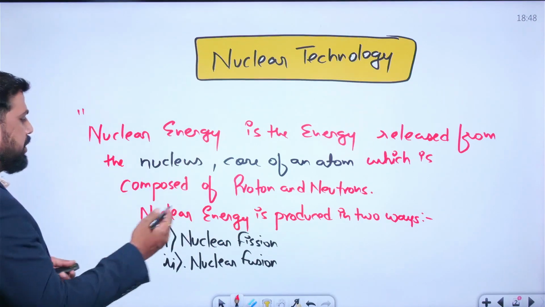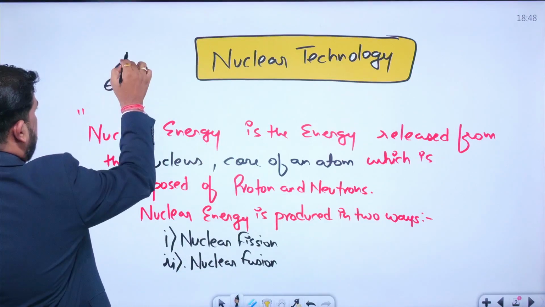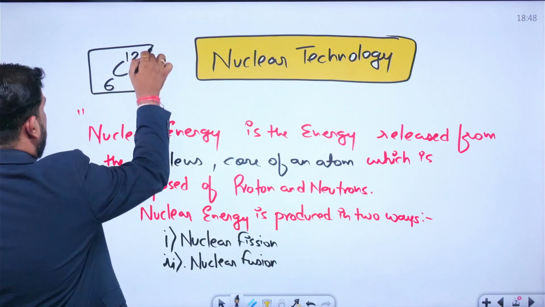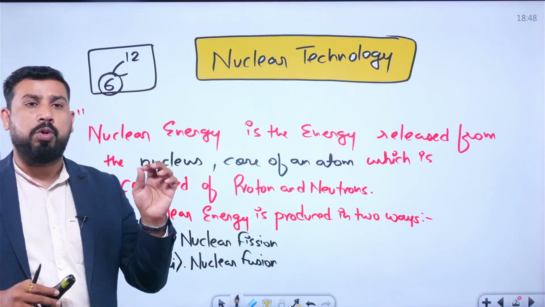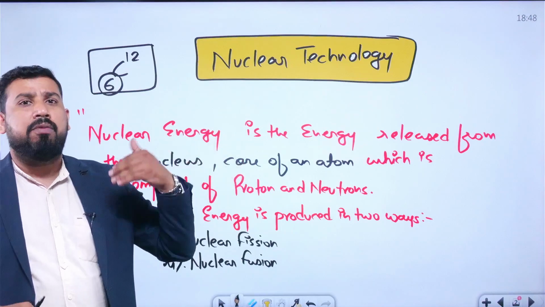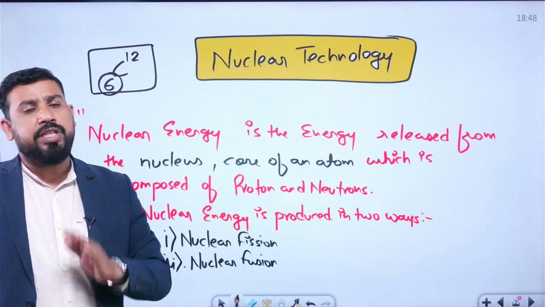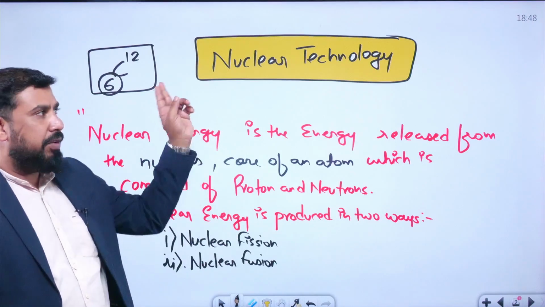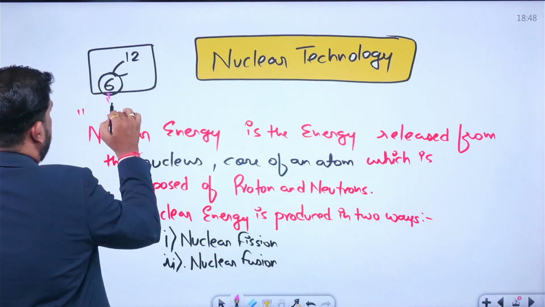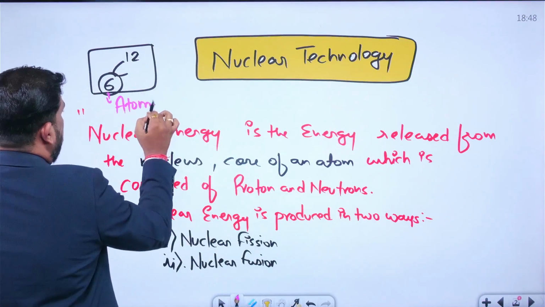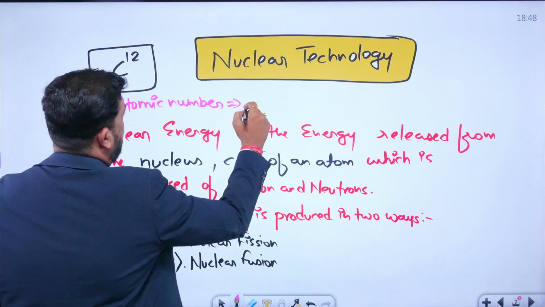Let's take an example of an atom like carbon. Carbon has atomic number 6 and atomic mass 12. Here 6 is the atomic number, and the atomic number denotes the number of protons present in it. Whatever the number of protons in any particular atom, that is always equal to the number of electrons. And atomic number is always equal to the number of protons.